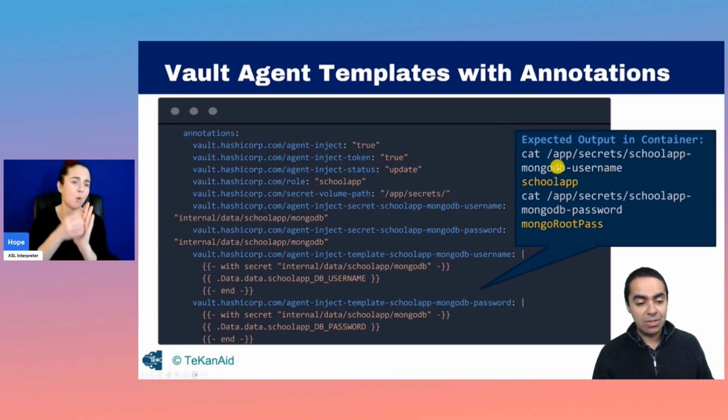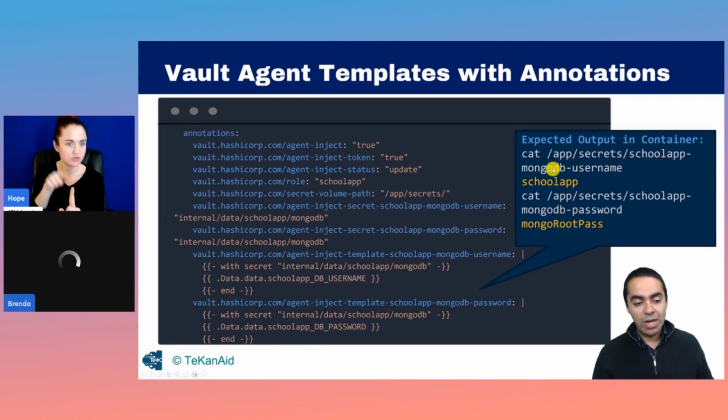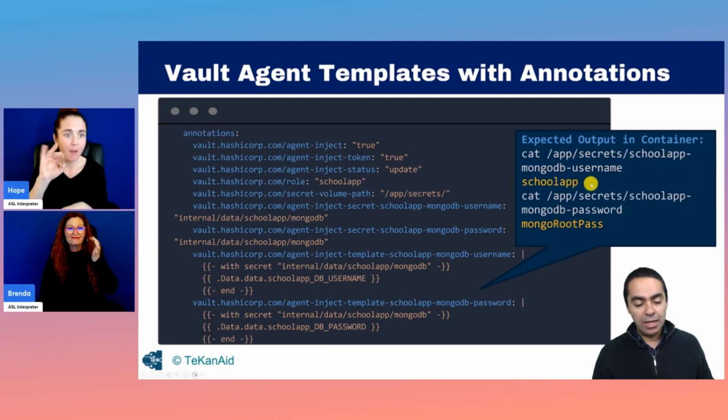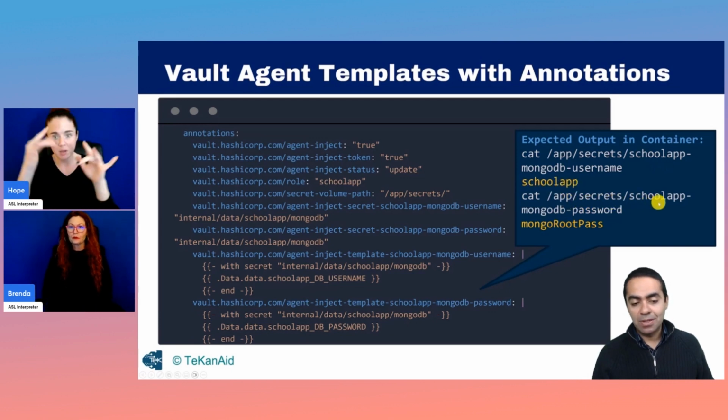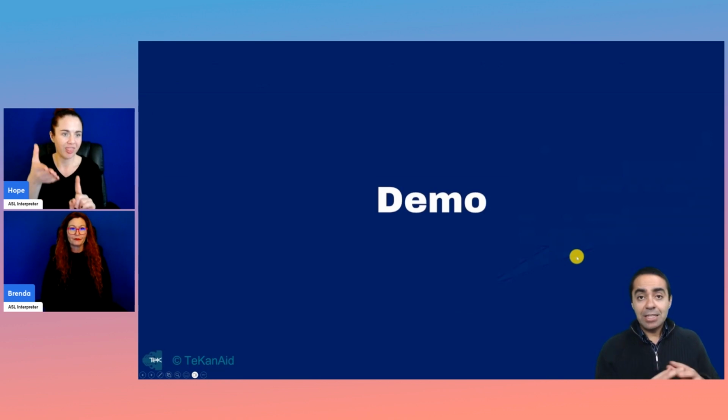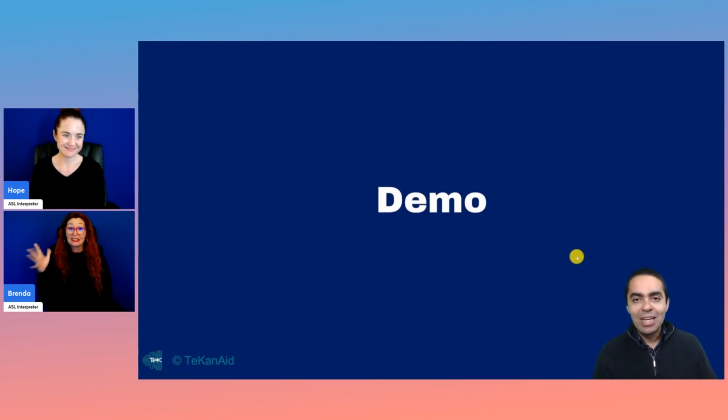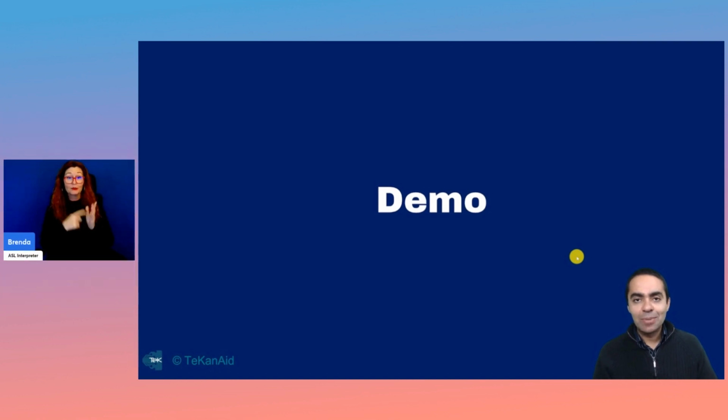Inside our container, you'll see that we have two files that will get rendered: app secrets school app MongoDB username, where school app is going to be the username, and then app secrets school app MongoDB password. The password is going to be Mongo root pass. That's going to get rendered in here. And that's pretty much it from a slides perspective. Let's now dive into a demo together.